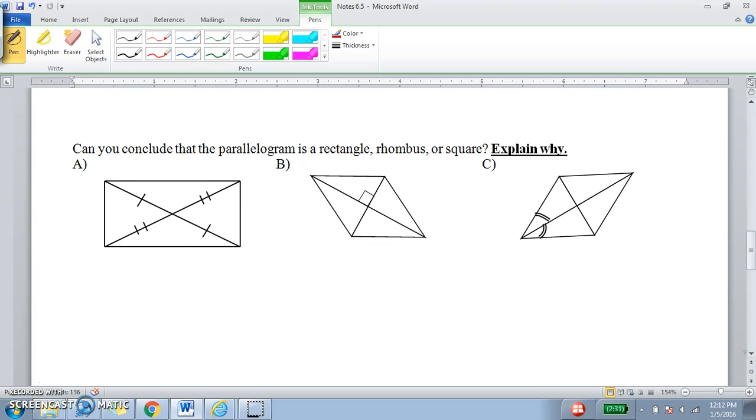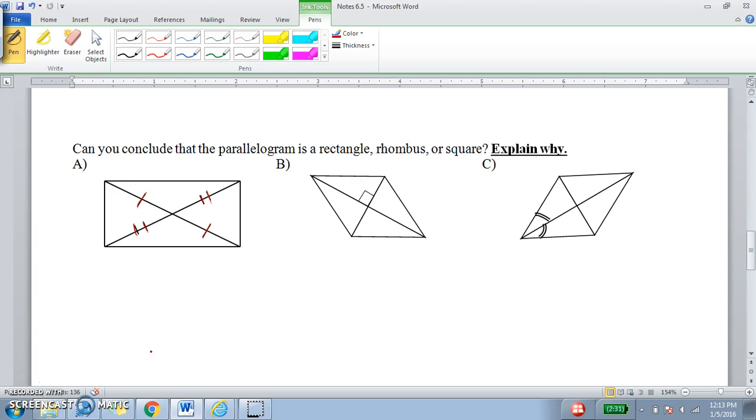All right, can you conclude that the parallelogram is a rectangle, rhombus, or square, and explain why? So this one right here. We've got this piece is congruent to this piece is congruent to this piece. So this means that this diagonal is bisected and this diagonal is bisected. But we know that that's true about any parallelogram.